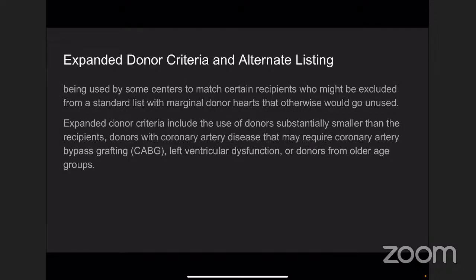Expanded donor criteria and alternate listing are being used by some centers to match certain recipients who might be excluded from the standard list with marginal donor hearts that otherwise would go unused. Expanded donor criteria include a donor smaller than the recipient, a donor with coronary artery disease that might require CABG, left ventricular dysfunction, or donors from an older age group.